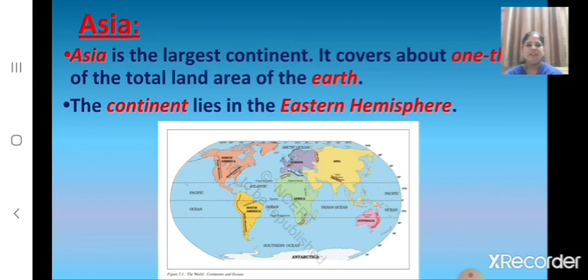Now let us revise about Asia. Children, which is the largest continent? Asia is the largest continent. And how much of the total land area does it cover? It covers about 1/3 of the total land area of the earth. And where does this continent lie? This continent of Asia, we can see that it lies in the Eastern Hemisphere.